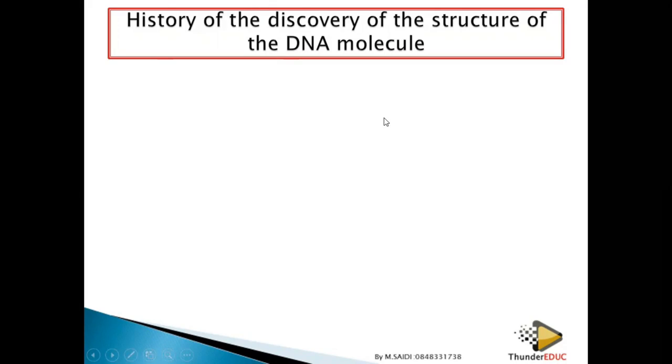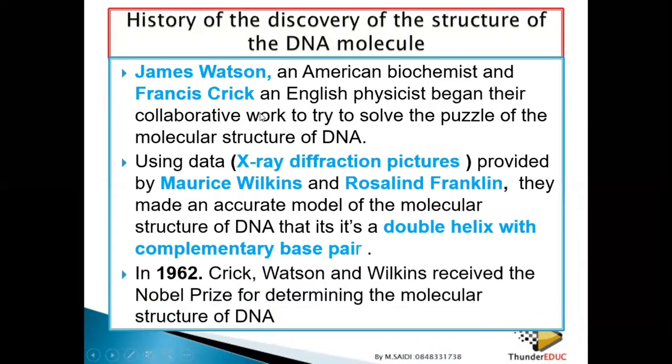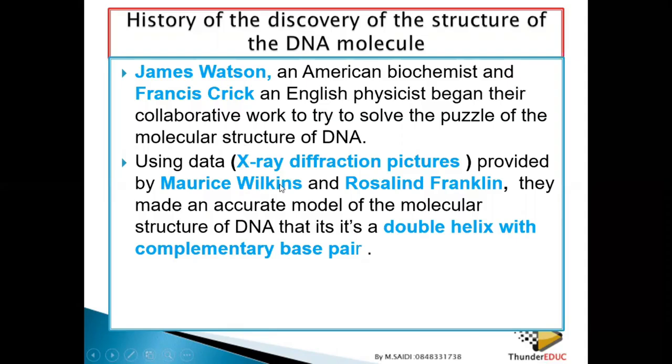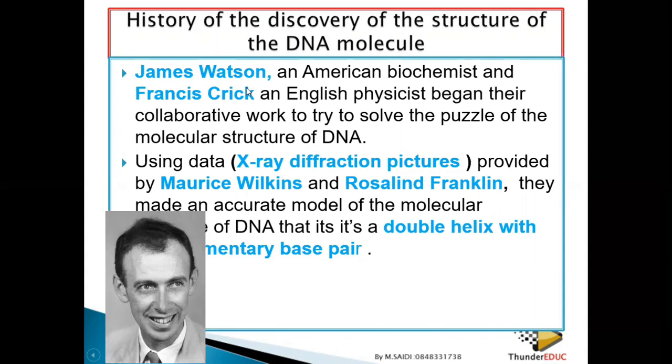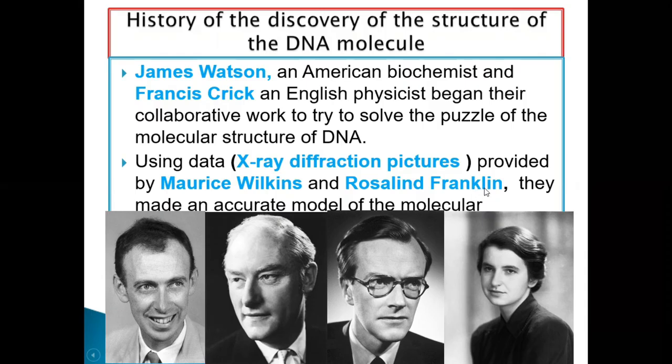We are going to look at the different people who were involved, the major people who were involved in the discovery of DNA. James Watson and Francis Crick, these two were working together to try to solve the problem of the DNA molecular structure. As they were working, two other people were also working on the same structure, Maurice Wilkins and Rosalind Franklin. Before I continue, let me be clear. James Watson is a guy, Francis Crick is a guy, Maurice Wilkins is a guy, Rosalind Franklin is a lady.